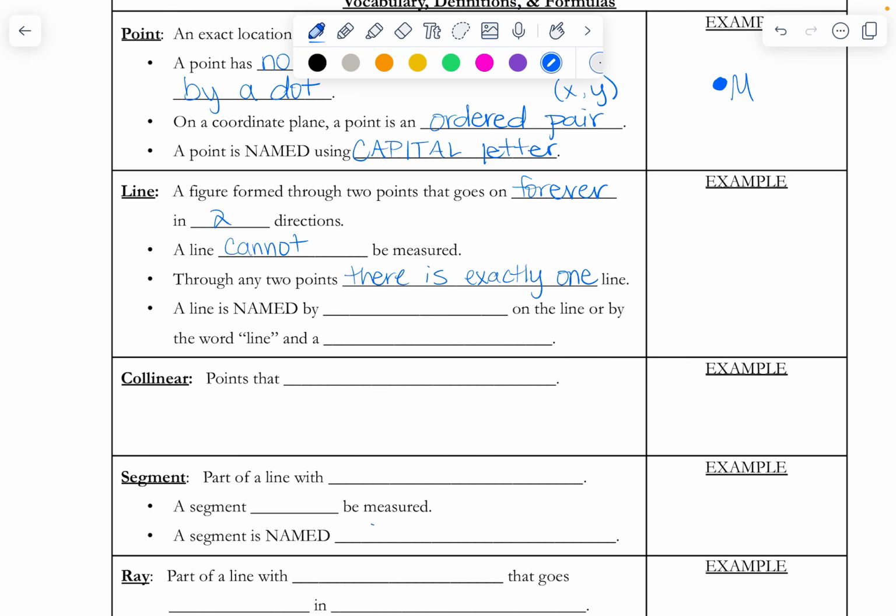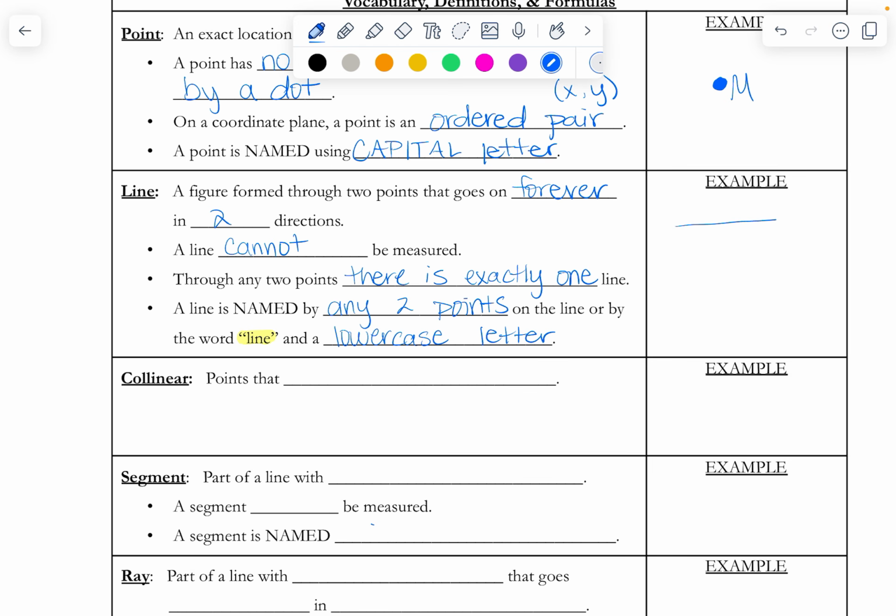And a line is named by any 2 points that are on the line, or you could also name it with the word line and a lowercase letter. If you are ever using a lowercase letter, it is very important for you to still include this word line, and I will show you an example of that in just a moment.